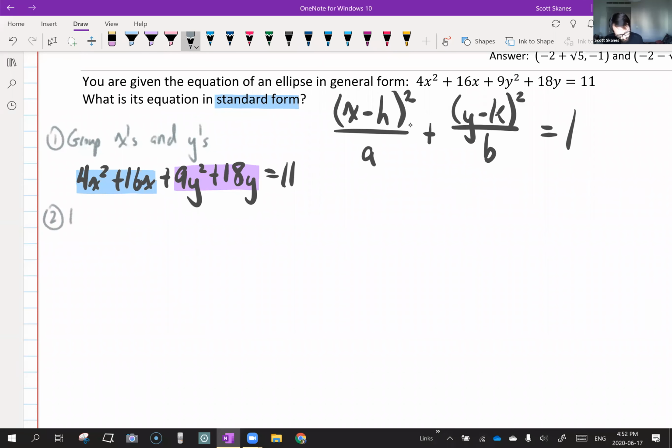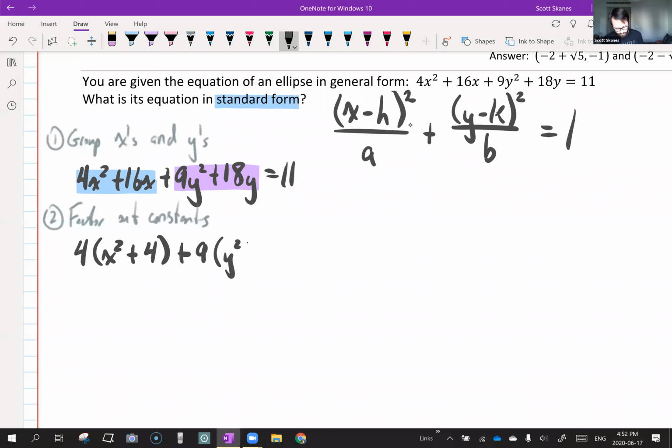The second step would be factor, and what we're going to do is factor out the constants in front of each group. Don't factor out x's, just factor out a common factor for a number. What I mean is, for example, this first one, take out a 4. There's a 4 common, it'll leave x squared plus 4. And for the next one, there's a common 9 that you should see. In the y group, there's a 9 in common. That leaves this.